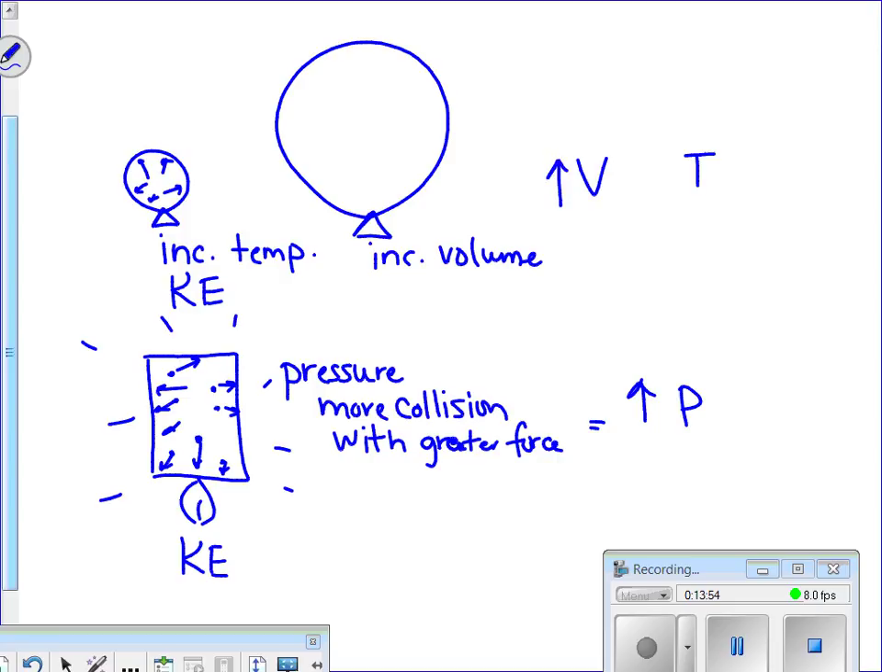If one goes up, the other goes up. If one goes down, the other goes down. And same thing with pressure and temperature. Temperature goes up, pressure goes up. Temperature decreases, pressure decreases. Okay?